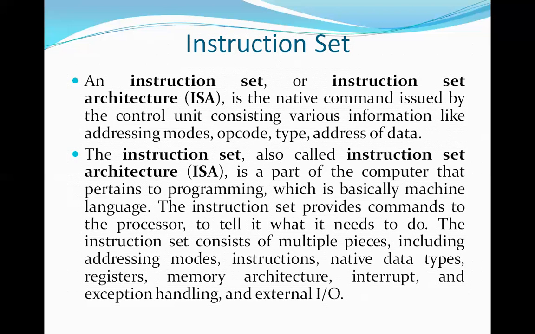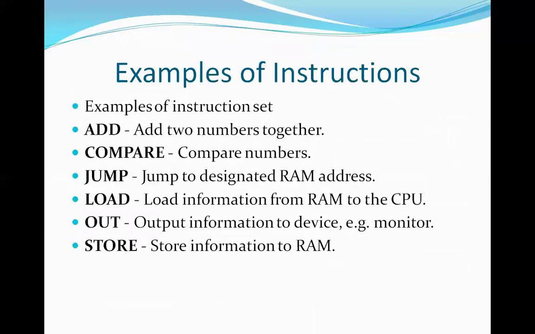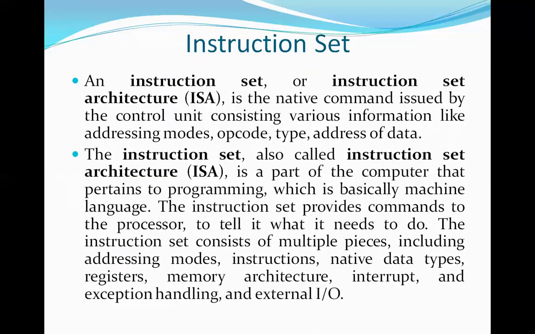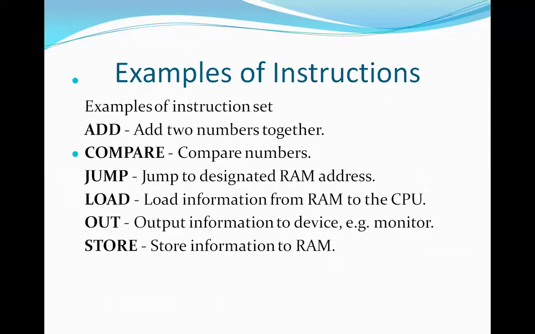In computer science, an instruction set architecture, also called computer architecture, is an abstract model of a computer. A device that executes instructions described by that ISA, such as a central processing unit, is called an implementation. Examples of instructions: add, compare, jump, load, out, and store.